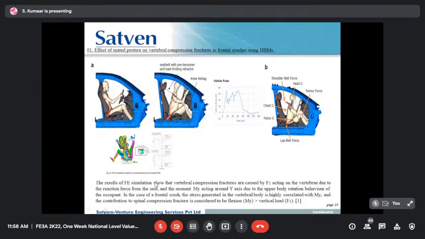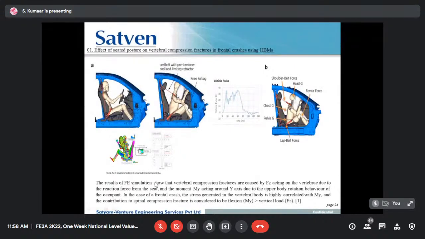Otherwise, the head will directly impact the steering column, so it will experience more acceleration. If it crosses the limit, it will not be approved by the regulations or NCAP. And if it still crosses, the occupant will also get injured. The occupant may even die due to the high acceleration. That will be prevented by the airbag and the seat belt.